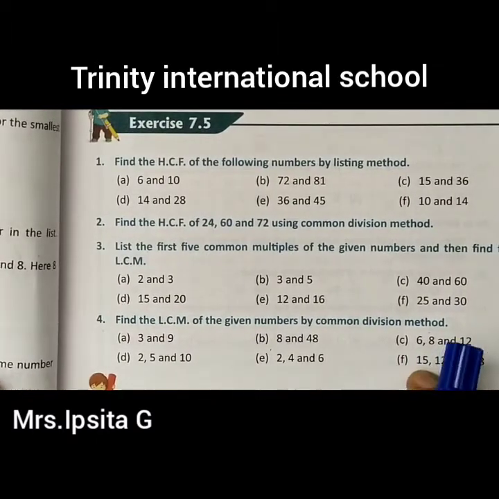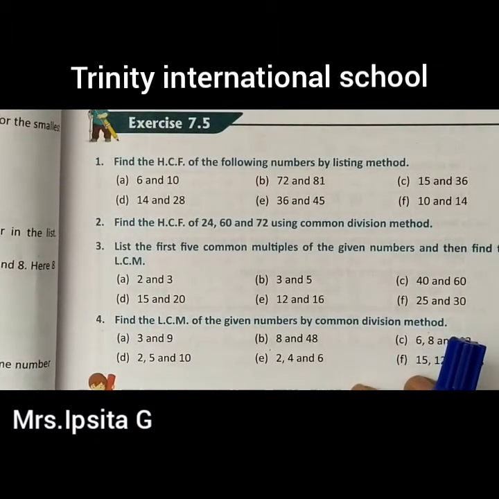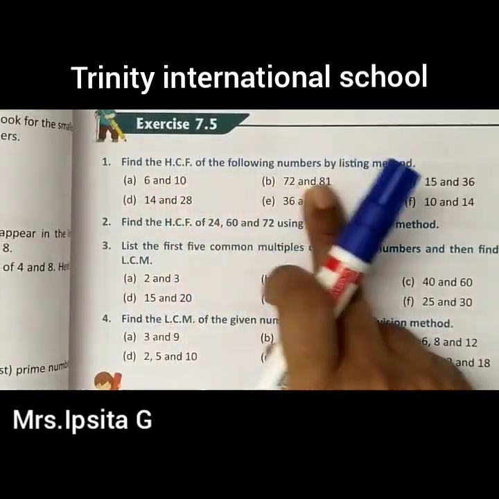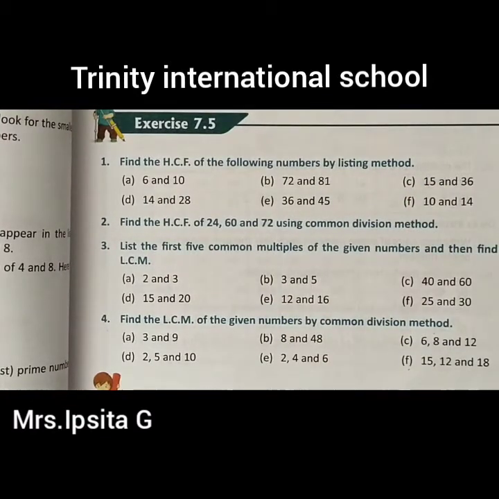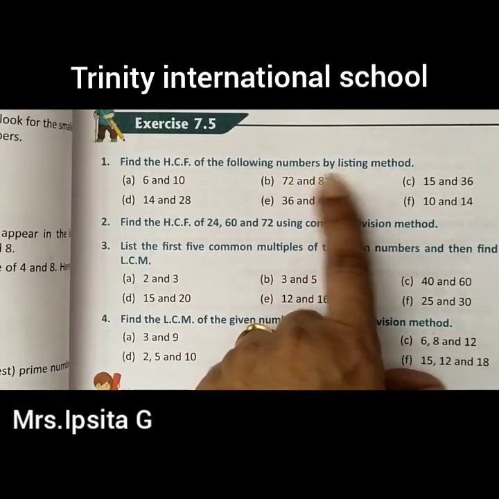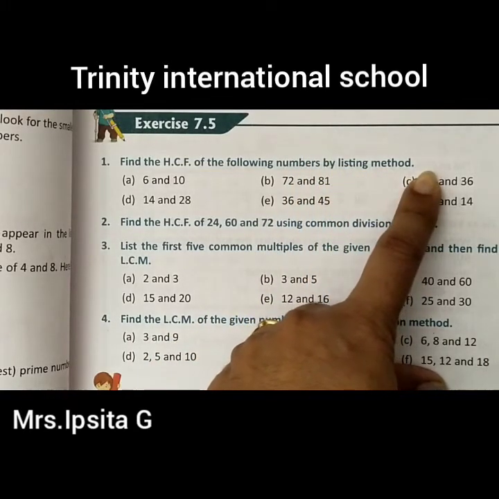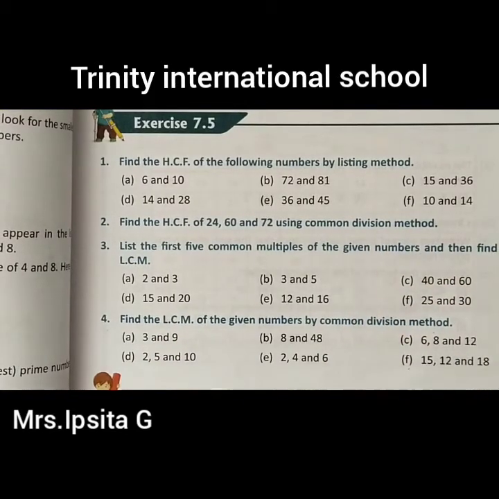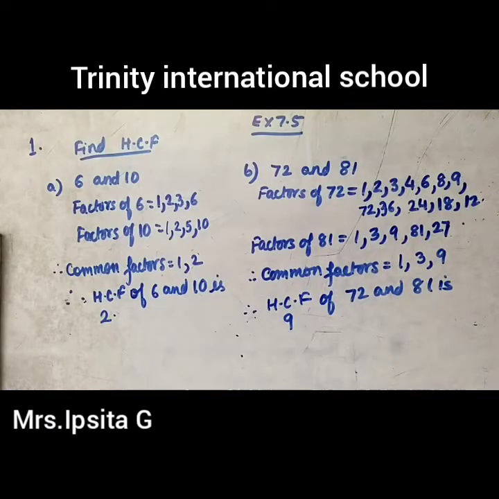Now exercise 7.5 is based on your topics HCF and LCM. So the first question is find the HCF of these numbers. Okay, so you have been given a pair of numbers. You are going to find out the HCF using कौन सा मेथड देखना है, लिस्टिंग मेथड. Okay, so let us start with the method. लिस्टिंग मेथड में क्या करना है, आपको फैक्टर्स लिखने हैं, then you have to find out the common factors. Now students, see, I have solved two problems where you have to find out HCF using your listing method.